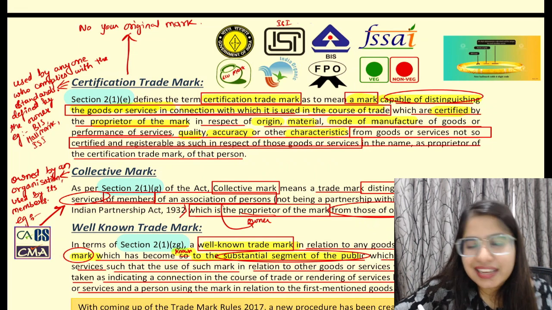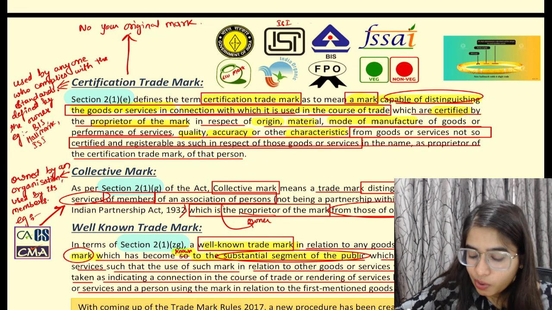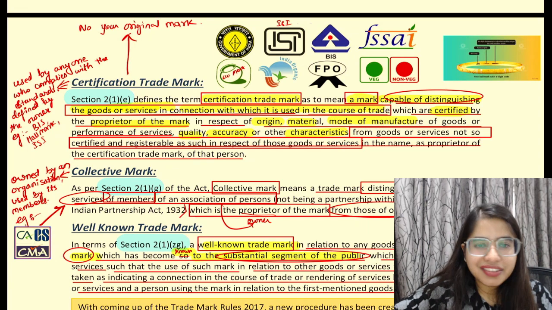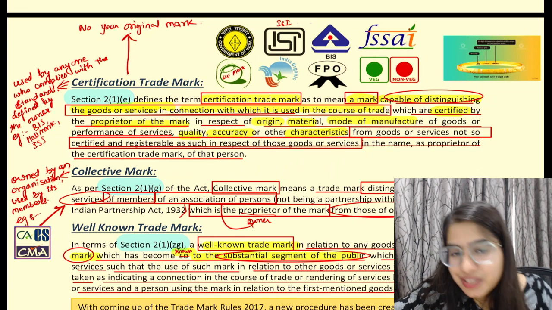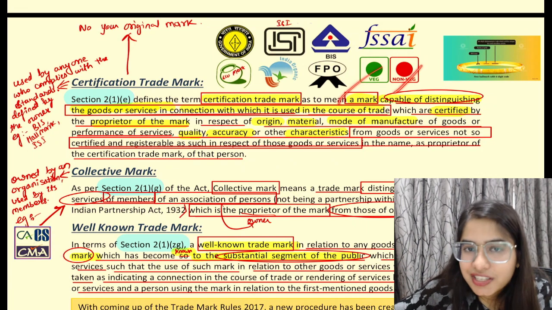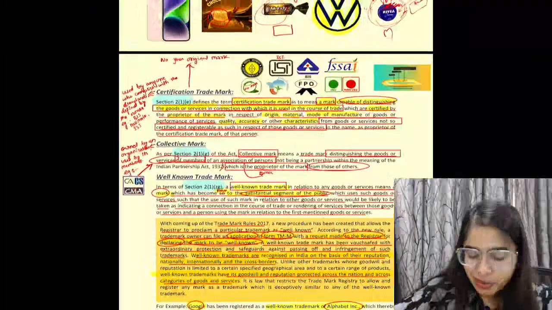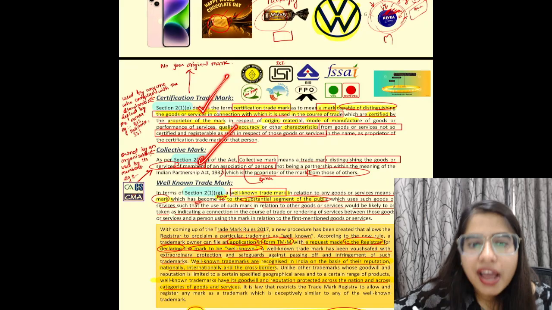Are you understanding? So here you certify what? You certify the quality, quantity, original material, mode, and characteristics of the product. Are we clear with this? Like this green dot and red dot, this also certifies what material is used in preparing that food: whether non-veg is used or only veg is used. So I hope now everyone is clear about what we mean by certification trademark, collective mark and well-known trademark.